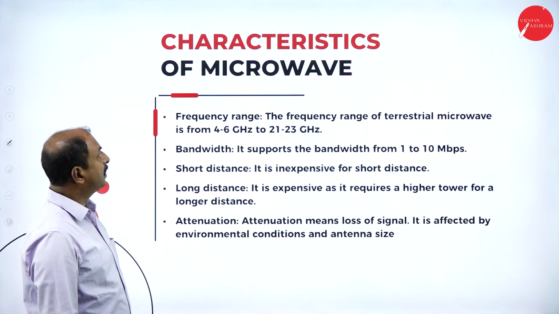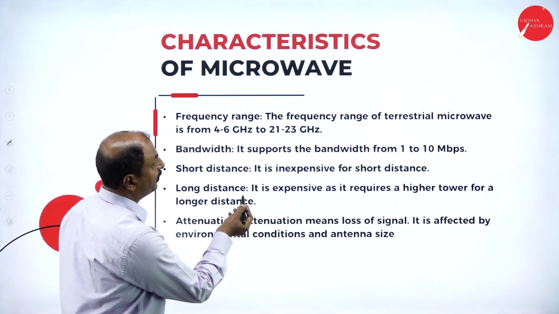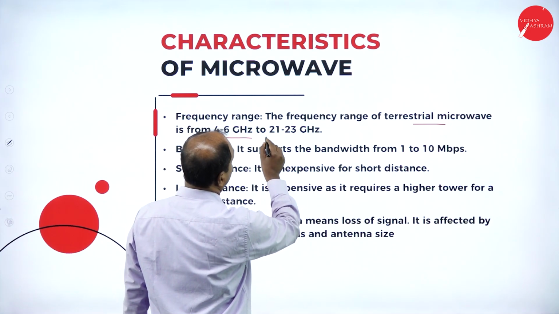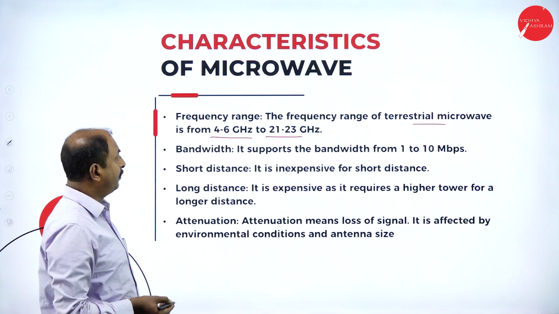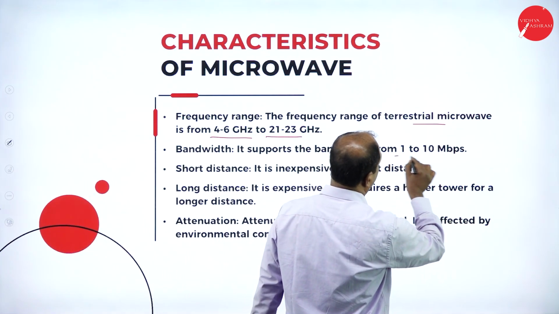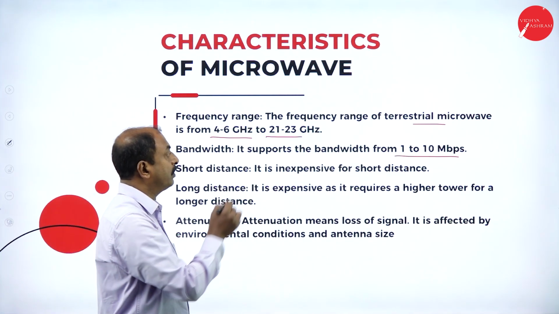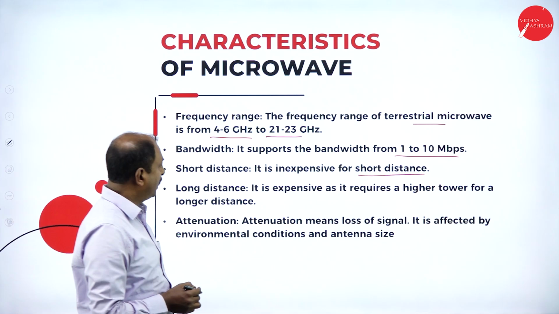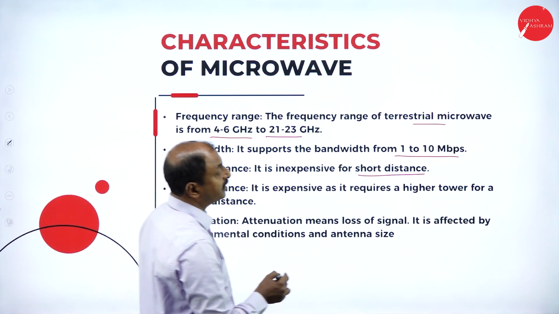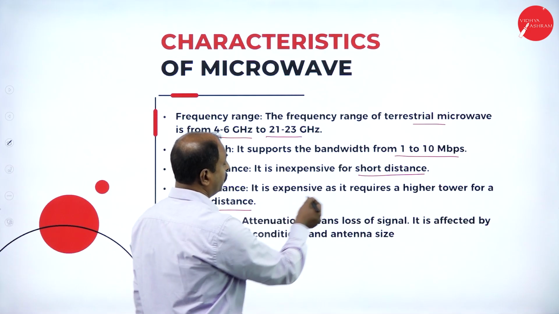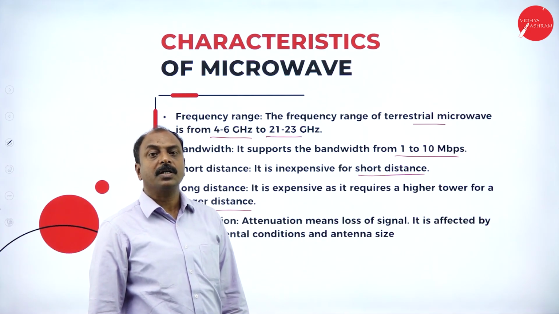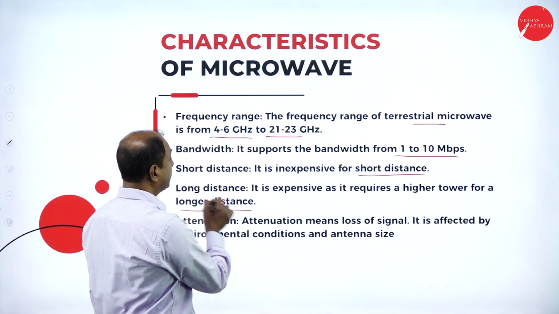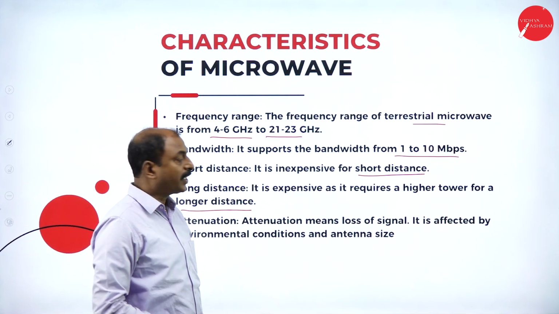What are the features or characteristics? The frequency range of terrestrial microwave is from 4 to 6 gigahertz up to 21 to 23 gigahertz. And it supports a bandwidth from 1 to 10 Mbps. This is the capacity of microwave communication. It is inexpensive for short distance, and expensive for long distance. It requires a higher tower for longer distance. So it can be used for both short distance and long distance communications, where long distance communication will be more expensive as compared to short distance communication.